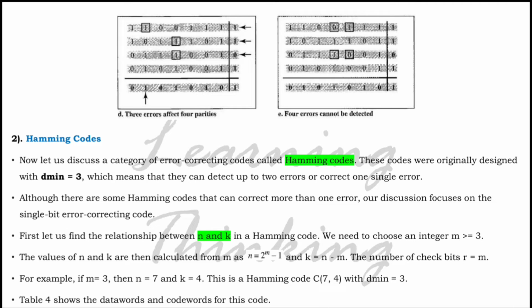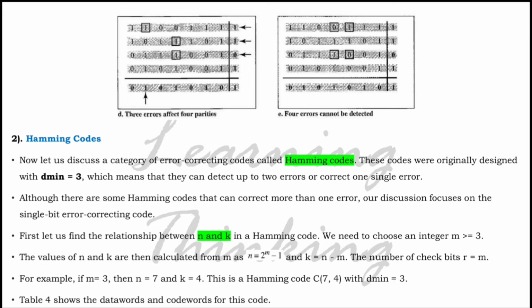And the fourth one is 3 errors affect 4 parties. And the fifth one is 4 errors cannot be detected. So this is not detected. So that is all about the symbol parity check.